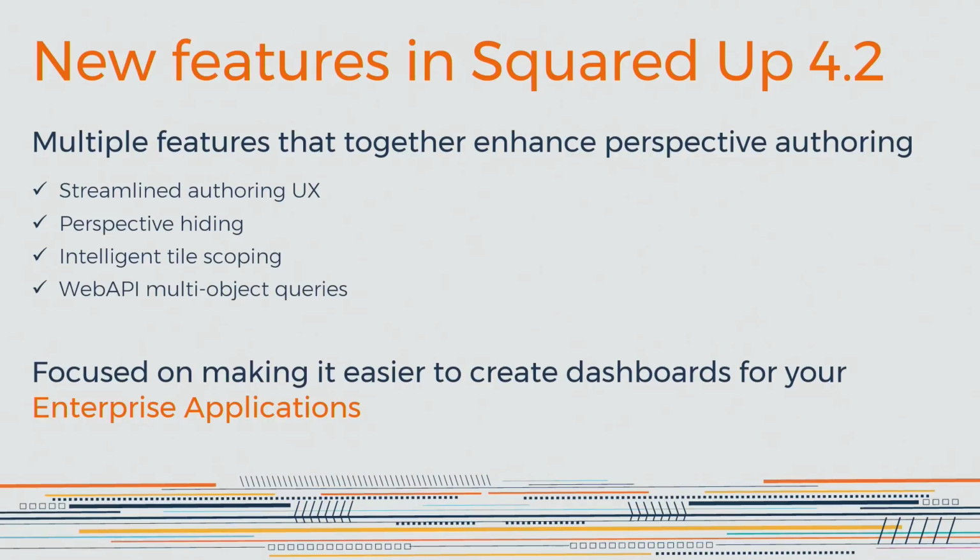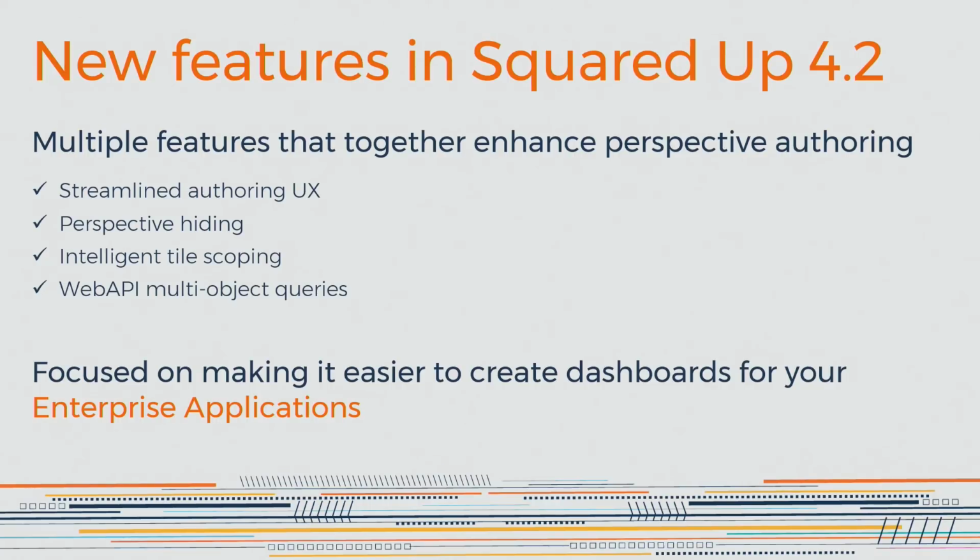Intelligent tile scoping, so adding data onto these perspectives. You don't even now need to think about the SCOM object model. You can just select what you want. And the multi-object queries for the WebAPI tile, allowing you to now pull data in for multiple objects in a scope, and really integrate those data sources more effectively.